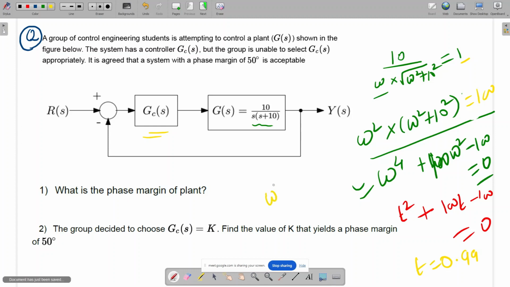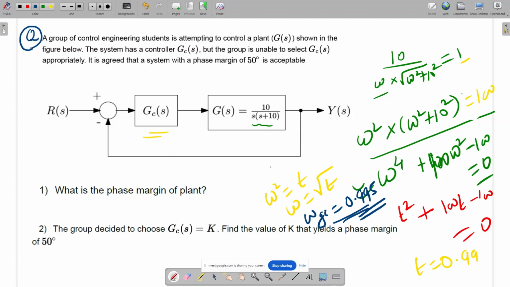So omega square is equal to t. So omega will be the square root of t, the square root of 0.9901, which is 0.995. So the gain crossover frequency is equal to 0.995. Is it clear to all up to now? This will be the gain crossover frequency.